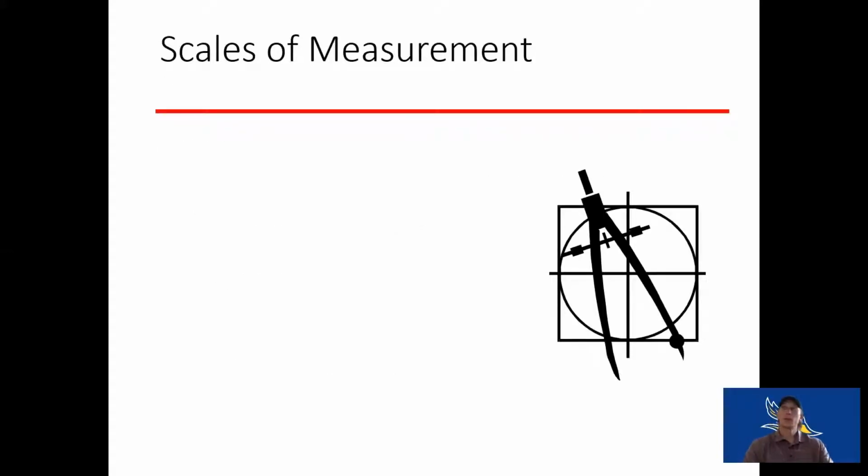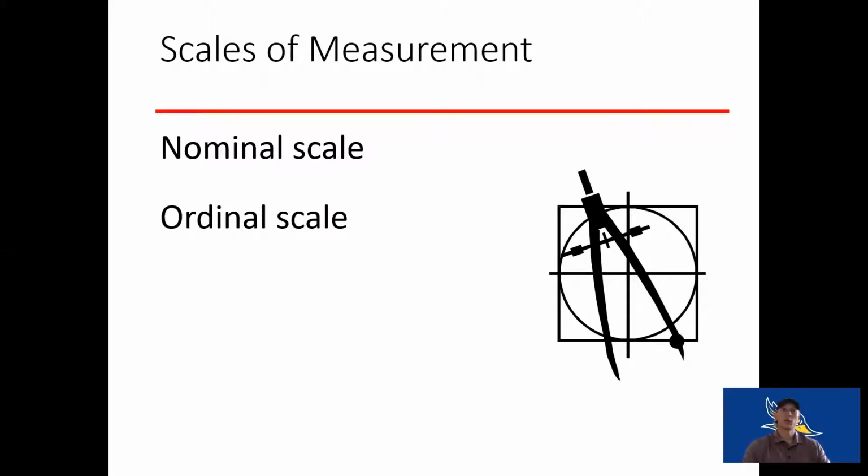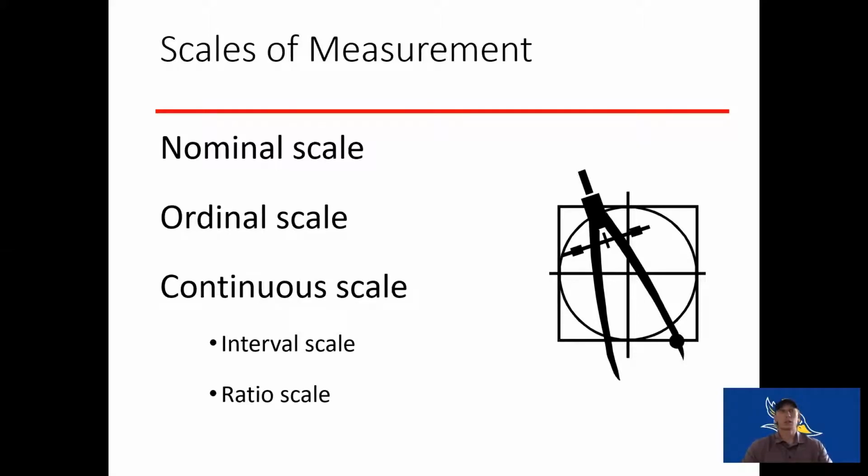Okay. Within these statistics, we have different scales of measurements or types of measurements. So we have nominal scale, which is like categorical, ordinal scale, which we rank based on order compared to each other. And then we have continuous scale. These are the ones we can use mathematical interpretations with. So interval scale and ratio scale.